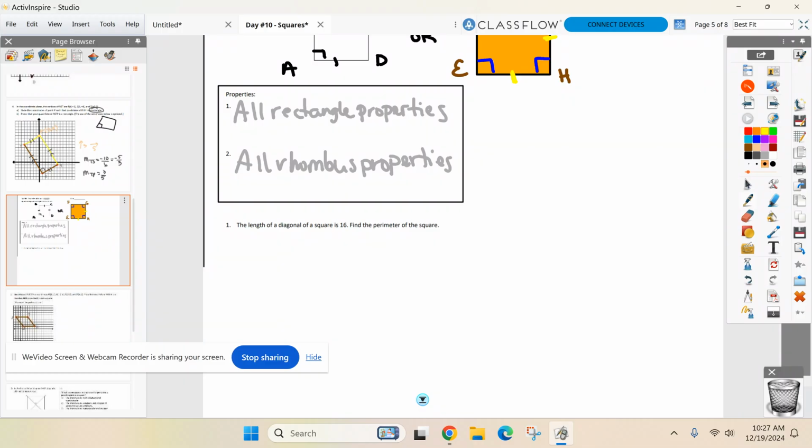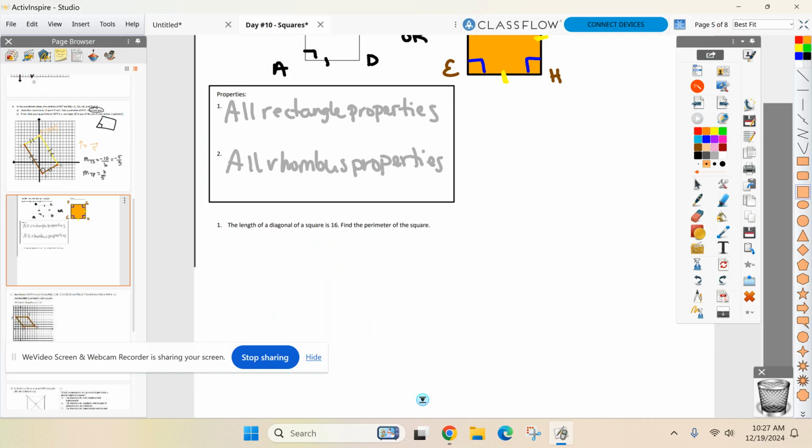I don't want to tell you how to do this because there's multiple ways of doing this. You have all properties of a square.